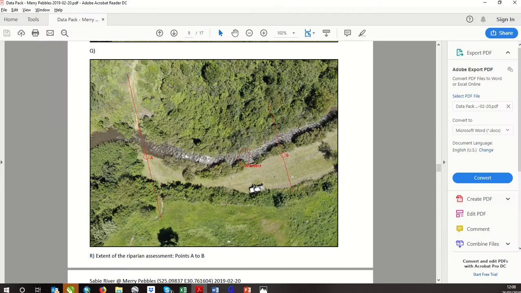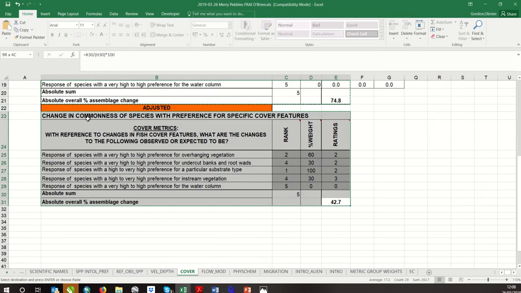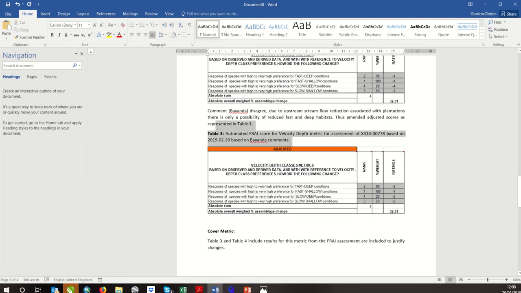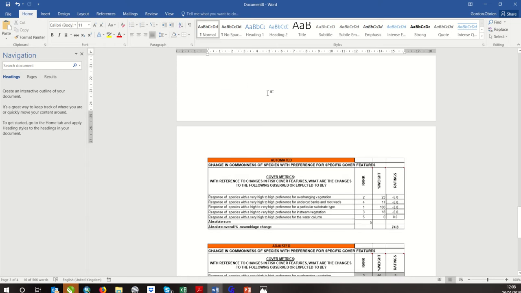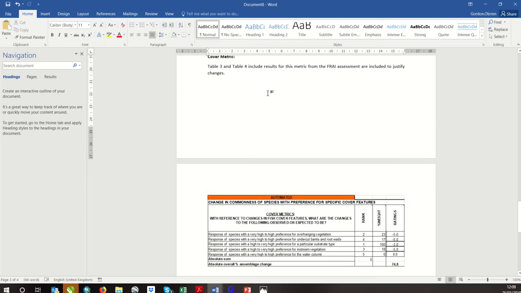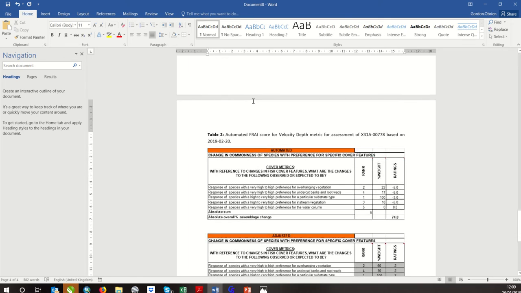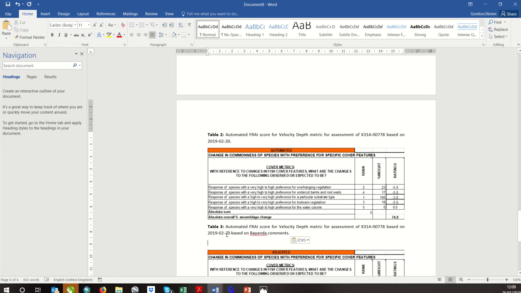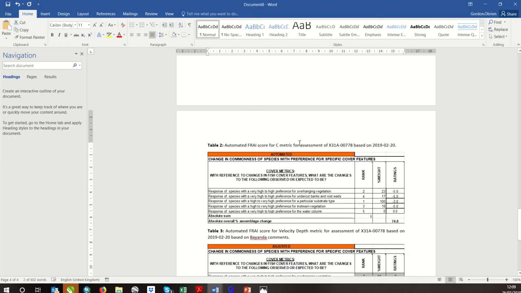Okay. 74. And my changes. Does anybody disagree? 42. Okay, so what I'm going to do here is I'm just going to copy paste those tables, references. Fix that now. Just want to make sure it's still looking right. Okay, automatic Frai score for, this is cover.